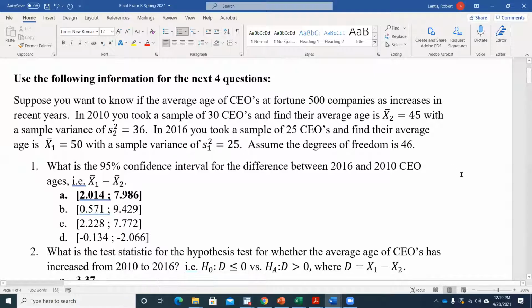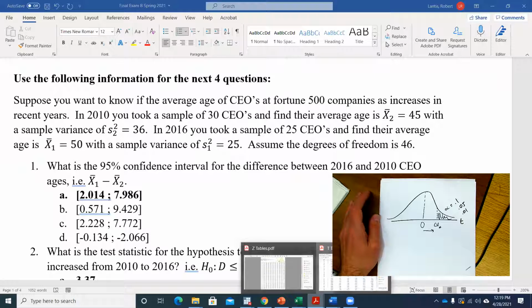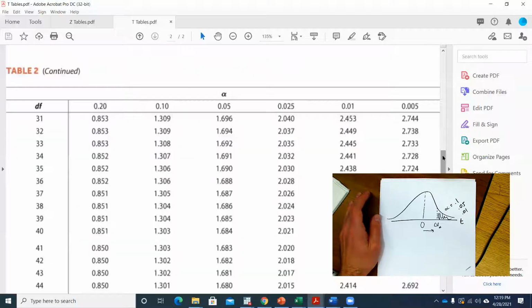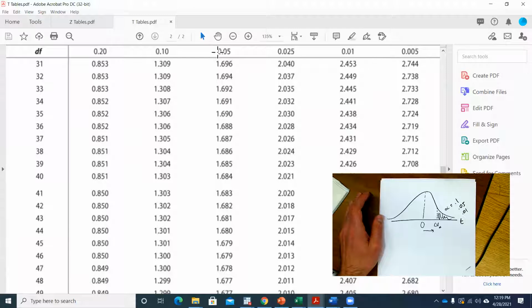So the first thing that I'm going to do is look at a degrees of freedom of 46 and an alpha, or area in the right tail, of 0.1. So we go to my student t table, not standard normal. We assume degrees of freedom of 46, and the area we want in the tail is 0.1. So we go down here, 1.300.